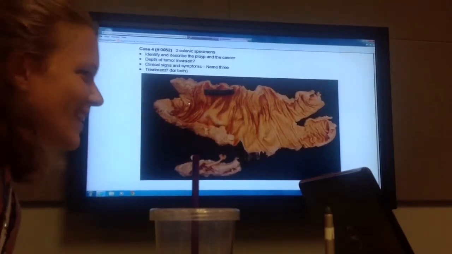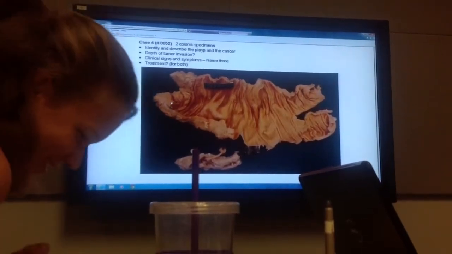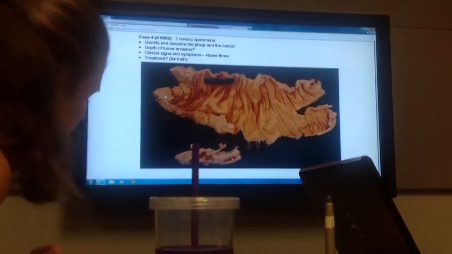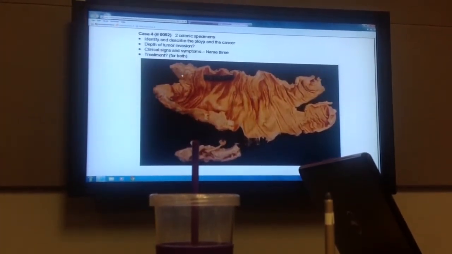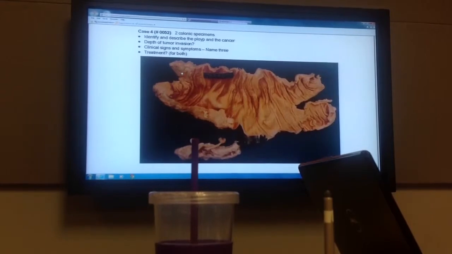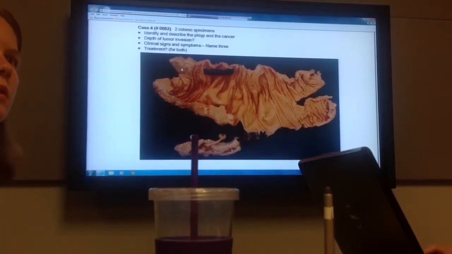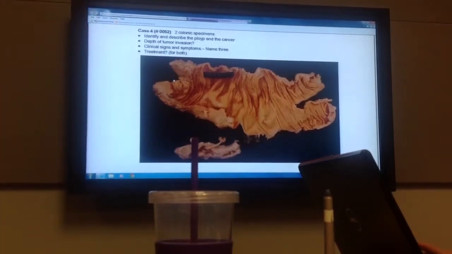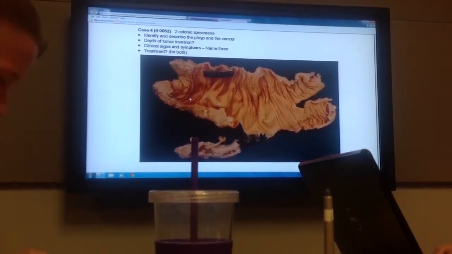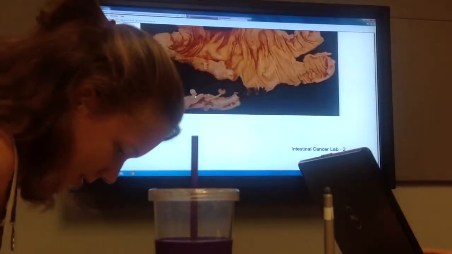So, if I told you that this is a sporadic tumor, what's the pathway? Classic. If it's a sporadic tumor, classic, right, with the APC. Right. Very good. Very good. You guys know this. All right. Cruising right along.